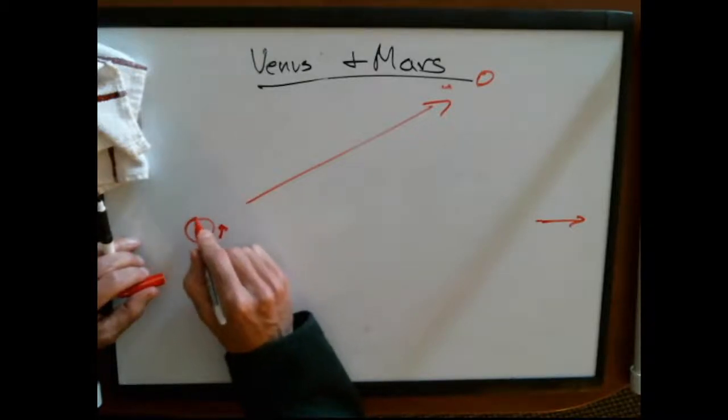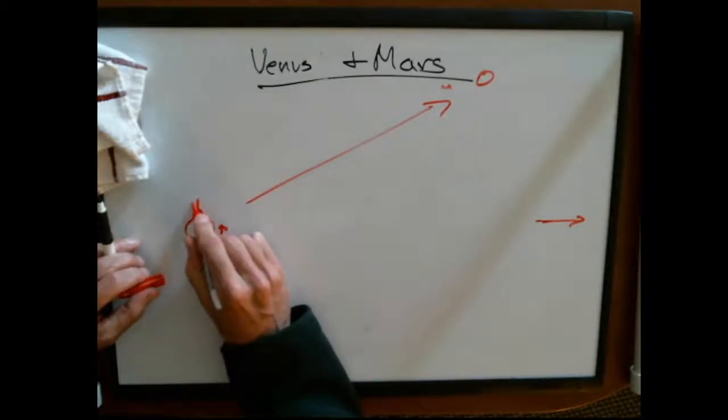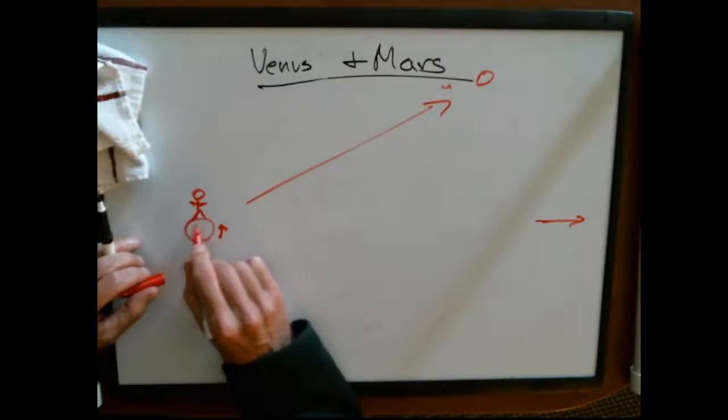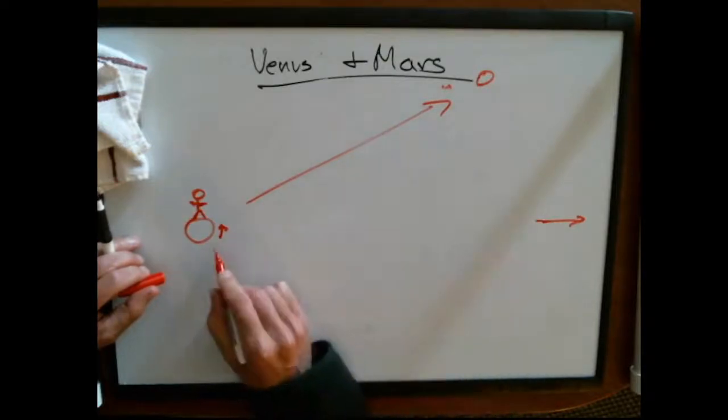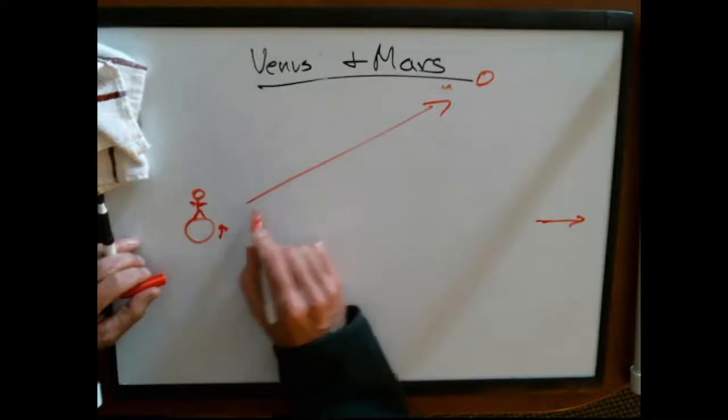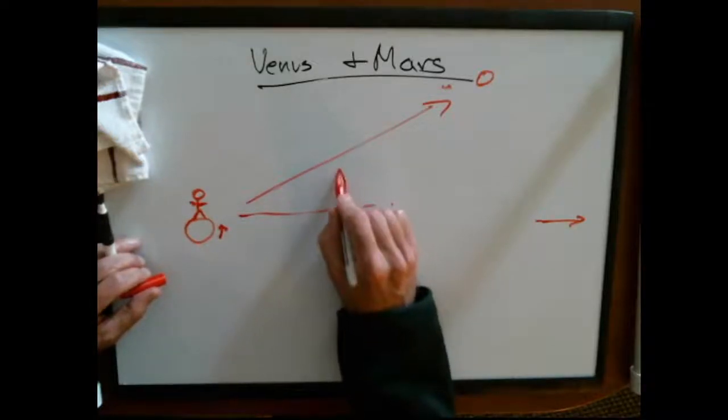And so right at sunset, I'm standing here. I know this isn't a scale drawing, right? I'm standing on the Earth, and the sun is in my western horizon. The Earth is turning this way. And so right after the sun sets, I see Mercury up there somewhere.